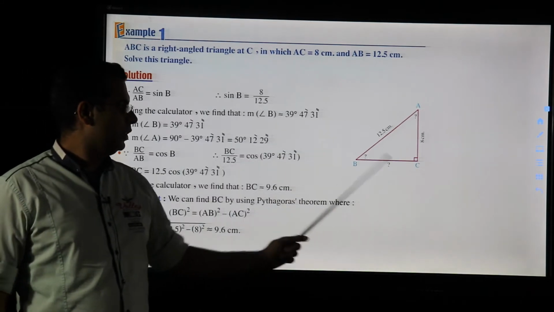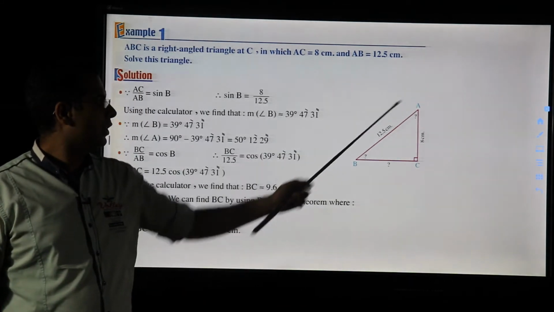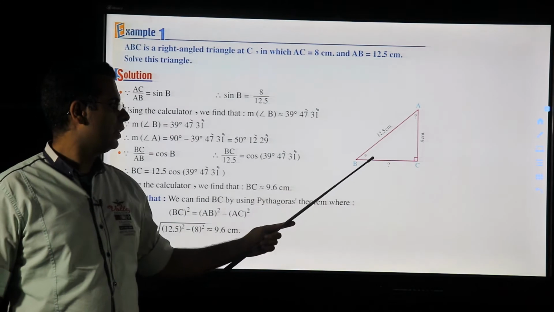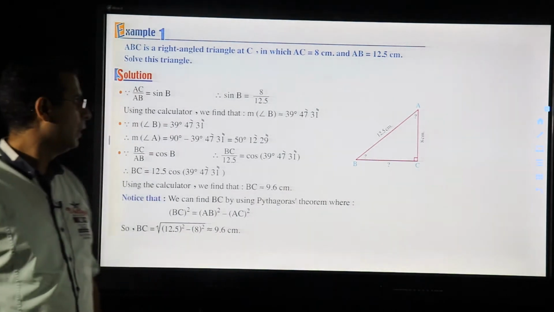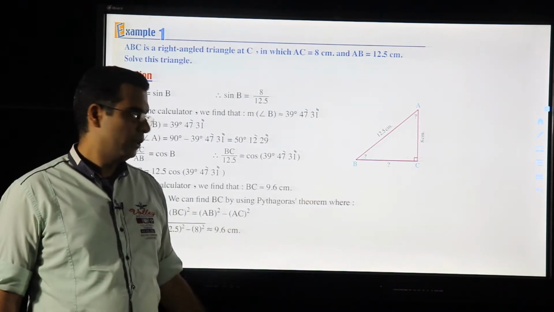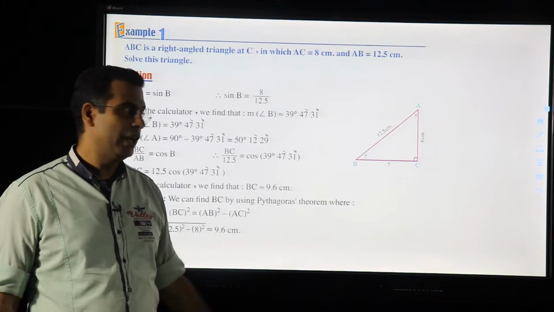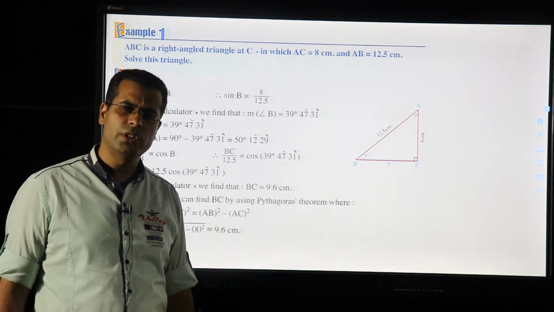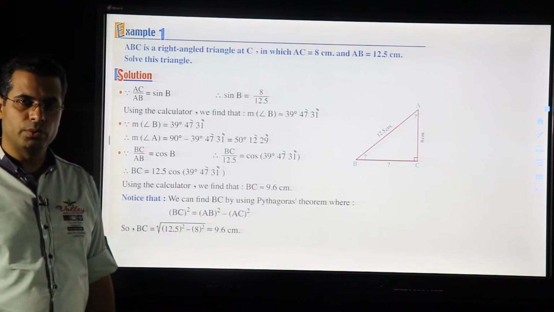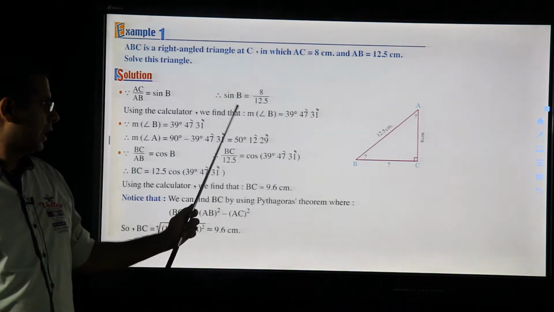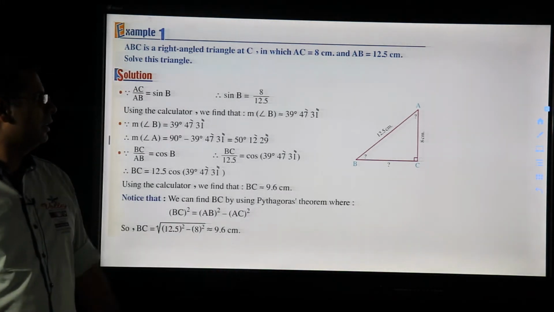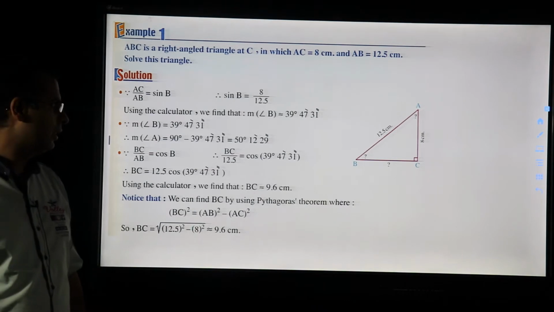First, ABC, C is 90 degrees. We have AB and AC and the measure of angle C. The rest is measure of angle A, measure of angle B, and the length of BC. Okay. First, sine B. Sine B equals opposite over hypotenuse. Here we want to find measure of angle B. We have opposite and hypotenuse, then we can use sine. Sine B equals 8 over 12.5. Okay. Press shift sine 8 over 12.5 by using calculator. We find that measure of angle B equals 39 degrees, 47 minutes, and 31 seconds.